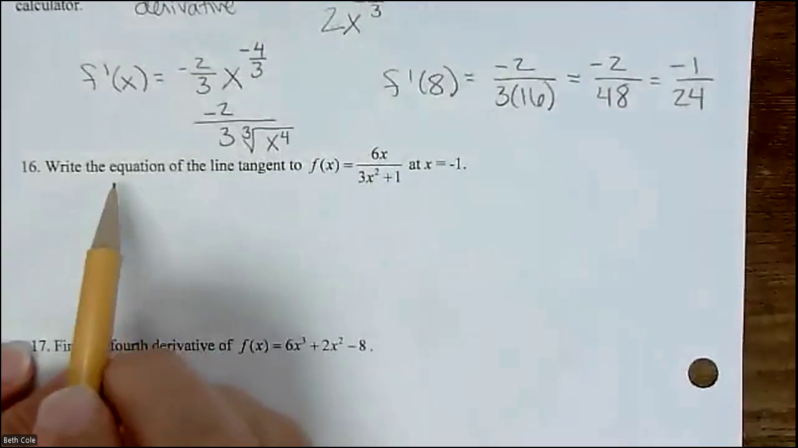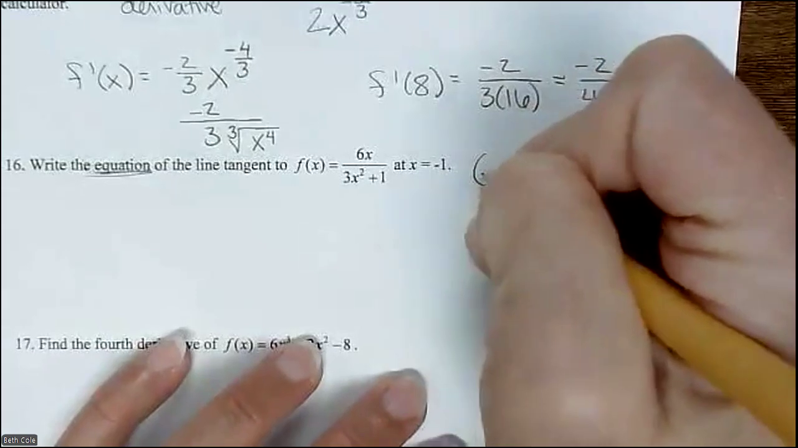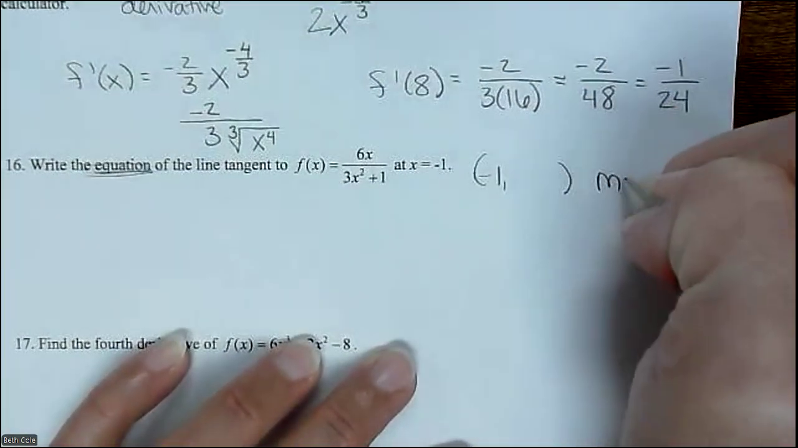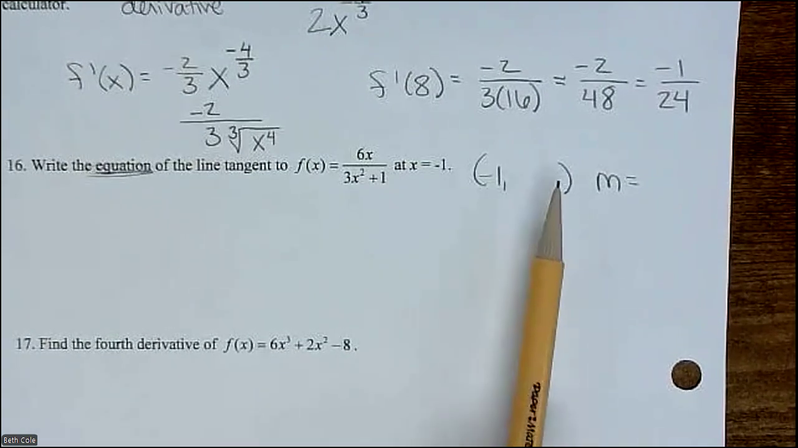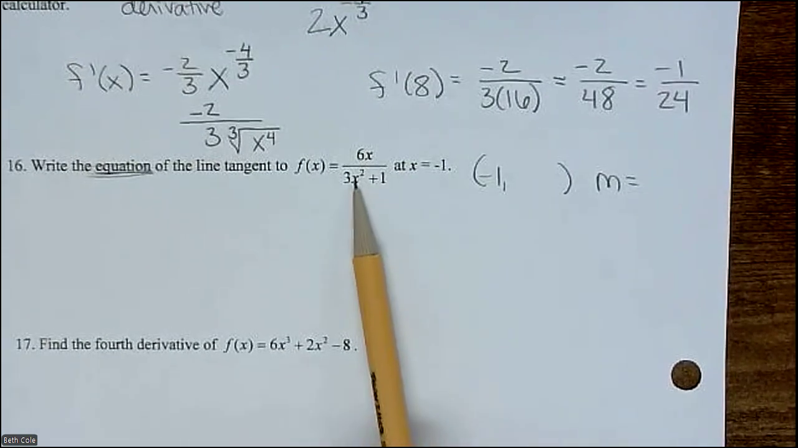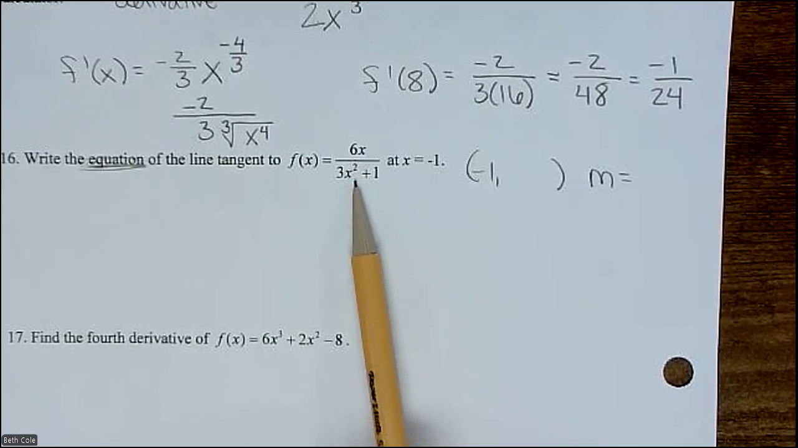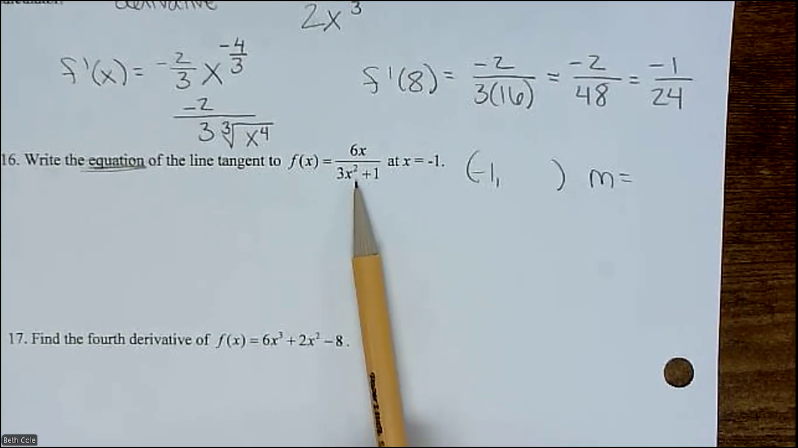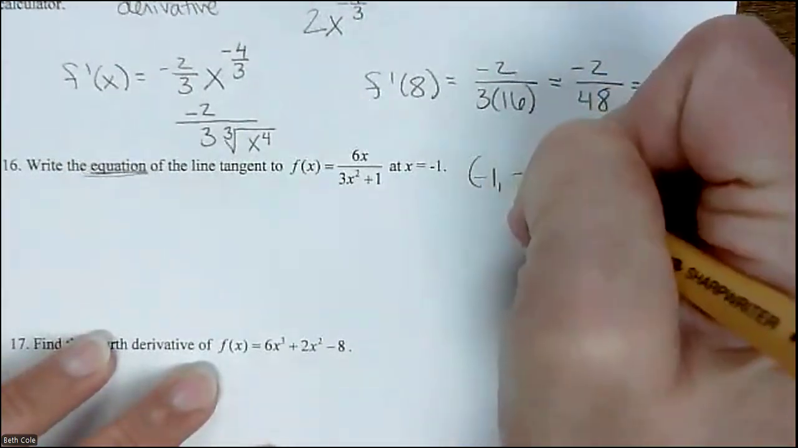Okay, 2 more. Write the equation. What 2 things do you need to write an equation? Point and slope. It's going to be -1 comma something, and then we'll get our slope. So how do I get the y value? Plug it in. What would that be? -6 over 4, -3/2. Thank you.